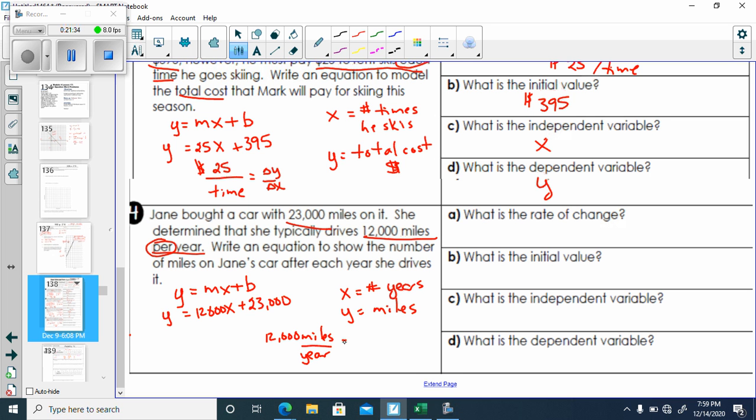Rate of change equals change in Y over change in X. Your change in Y is miles. Your Y is miles. Your X is years. What's the rate of change? 12,000 miles per year. What's your initial value? 23,000 miles.